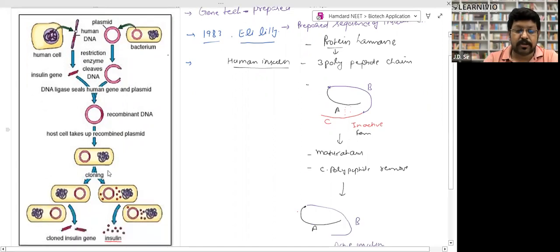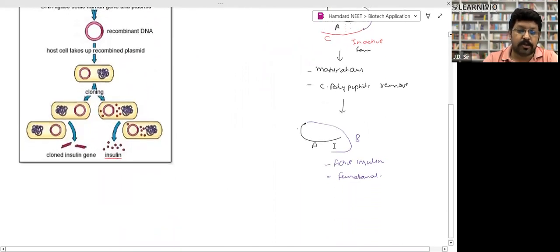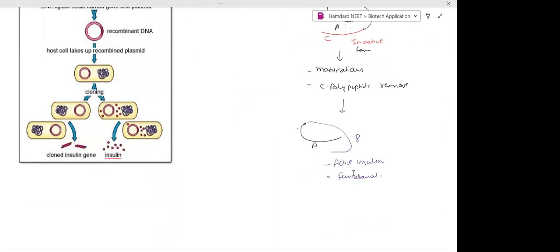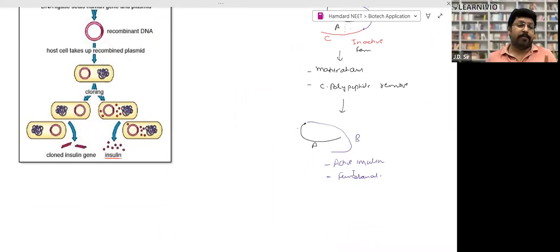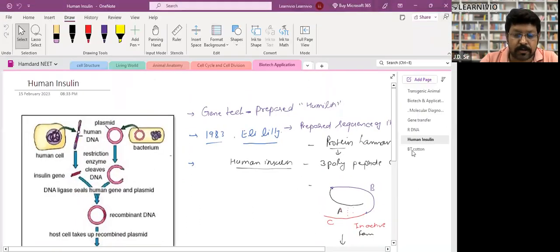In the maturation process, this red color C polypeptide chain is removed, right? C polypeptide chain removed, and only A and B polypeptide chains are left. Now, this is active insulin, and this insulin converts glucose into glycogen. Clear? Yes, sir. When we make artificial insulin, we make only A and B polypeptide chains separately. After getting both of the chains, with the help of disulfide bridges, we fuse both of them and our insulin is ready for marketing. Okay. This was the human insulin formation or humulin formation.